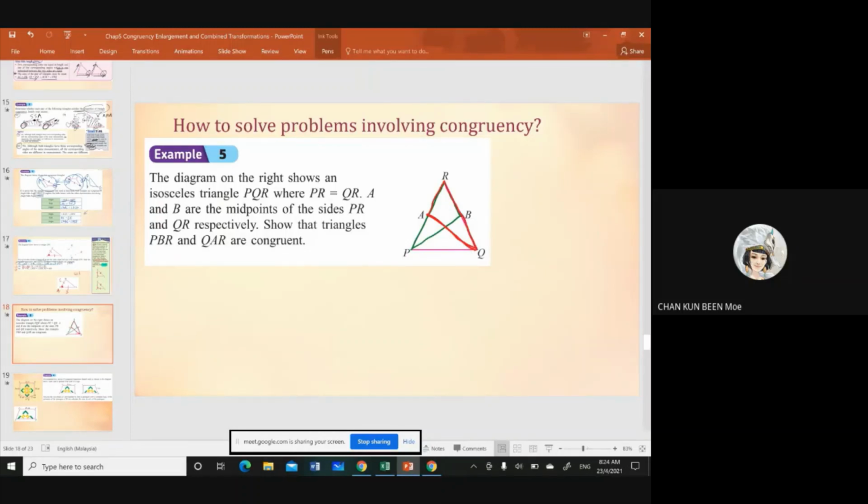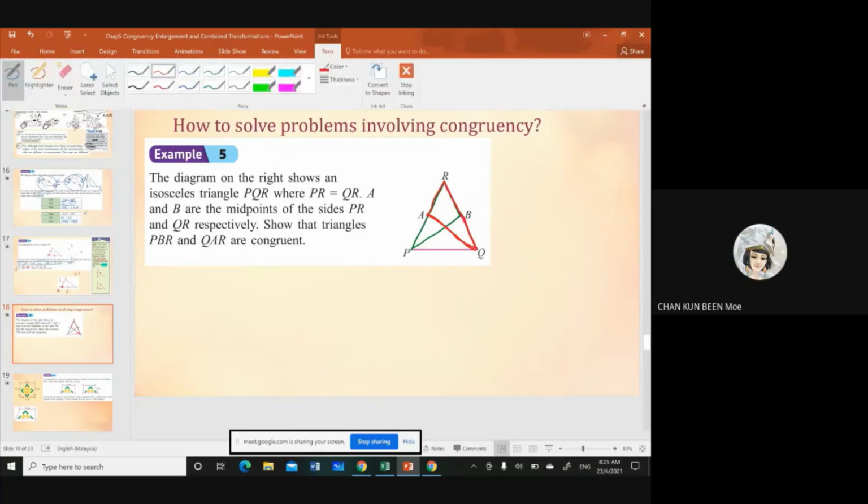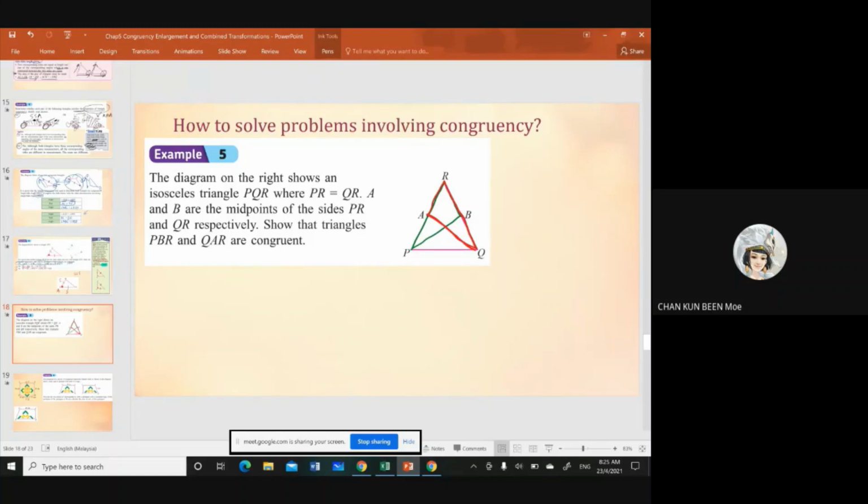Okay. So they ask you to show that triangles PBR and QAR are congruent. From your eyes, if you look like that, are they congruent or not first? Congruent or not? Yes, right. See directly, it is congruent actually. But then we need to show that they are congruent. So how to show that?